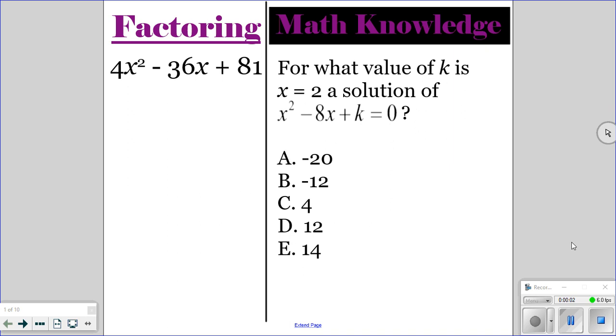Alright, so y'all go ahead and do the factoring and the math knowledge question for today. Pause the video, and then once everyone is finished, you can unpause the video and I'll go over the correct answers. So for the factoring, you're going to again do remove, replace, reduce.